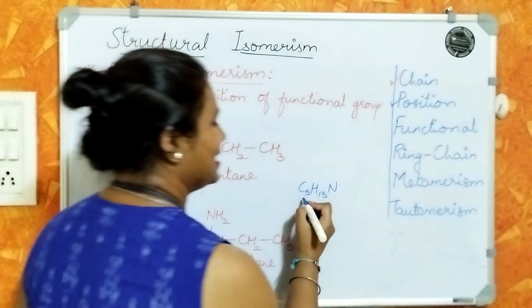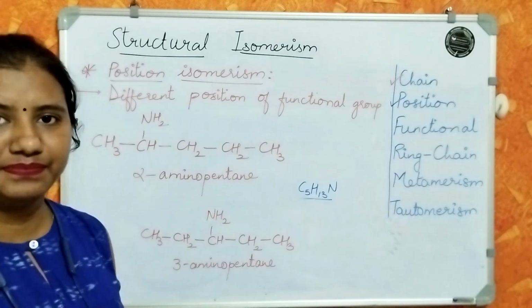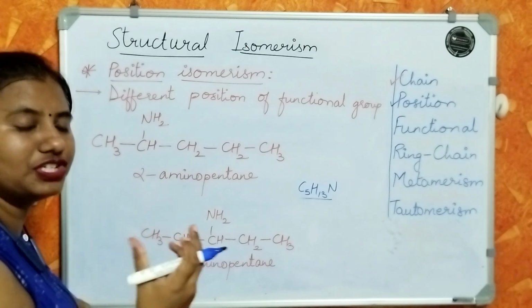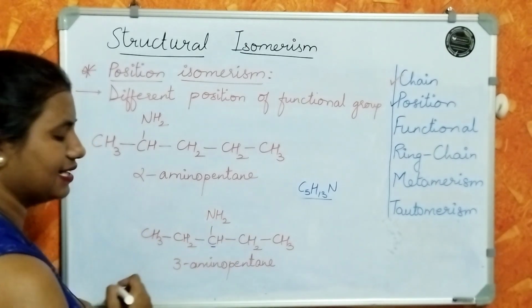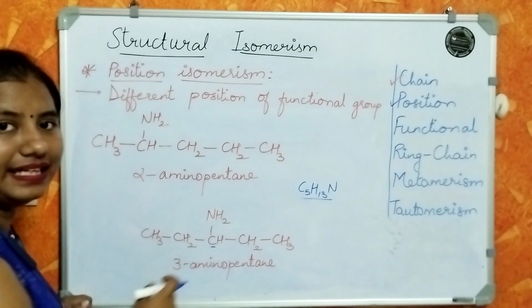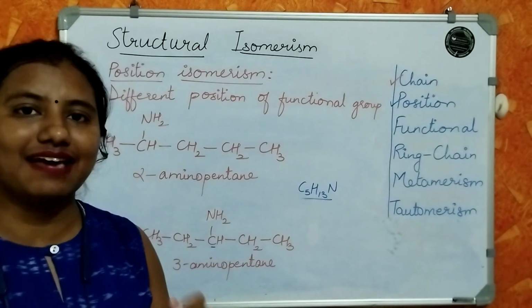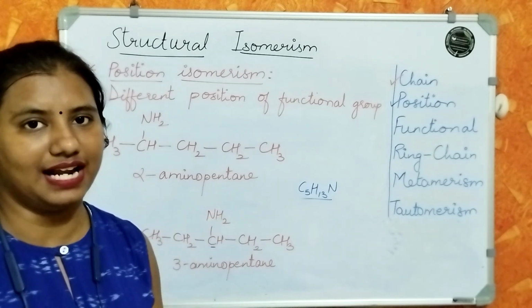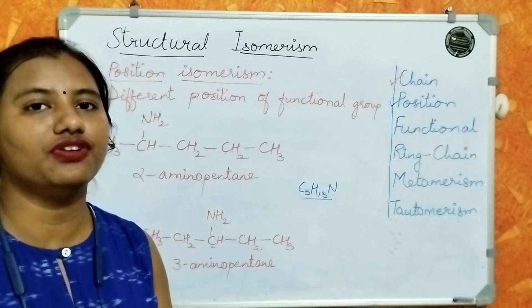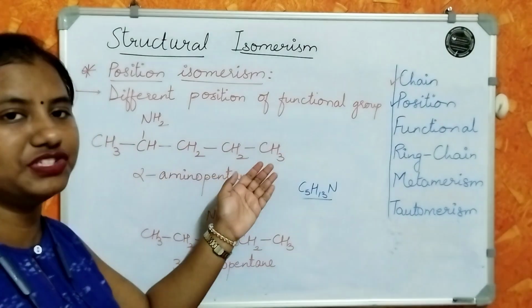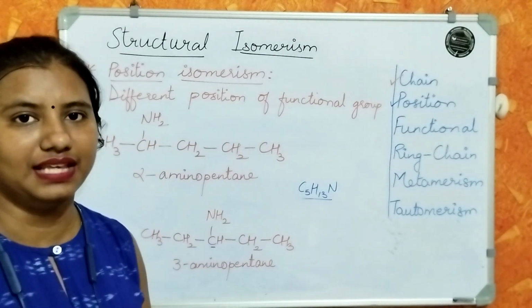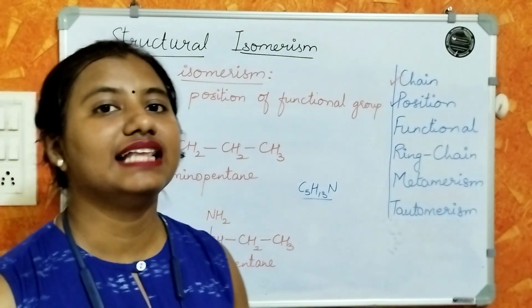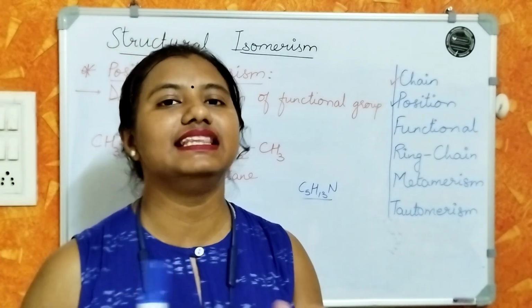The molecular formula remains C5H13N. Now the second structure that I have also has a pentane chain, but this time the functional group, the amino group, is on the third carbon atom, and therefore this is 3-amino pentane. Look into this very carefully. We have the same functional group in both structures, the same number of carbon atoms and hydrogen atoms, but still there is a different position of the functional group. That is, in the longest carbon chain, the functional group is placed on a different carbon. Therefore, this makes them position isomers of each other. So in position isomers, the position of the functional group is different in the isomers.